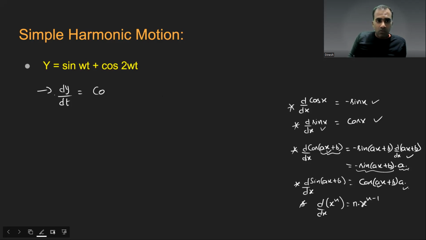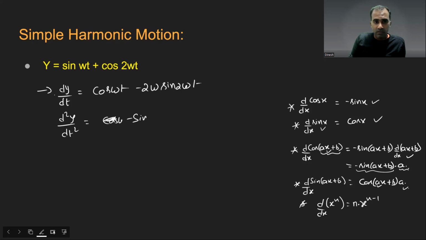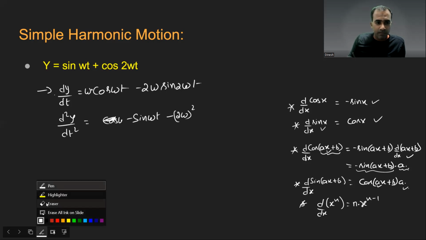Okay, so it is cos omega t. I'm just doing it quickly because I've given you the formula also here. Minus 2 omega into sine 2 omega t. D square y by dt square is equal to cos differentiation is minus sine omega t. And this is minus 2 omega whole square. My mistake here. I think I did not write omega here. Forgot omega. Yes.